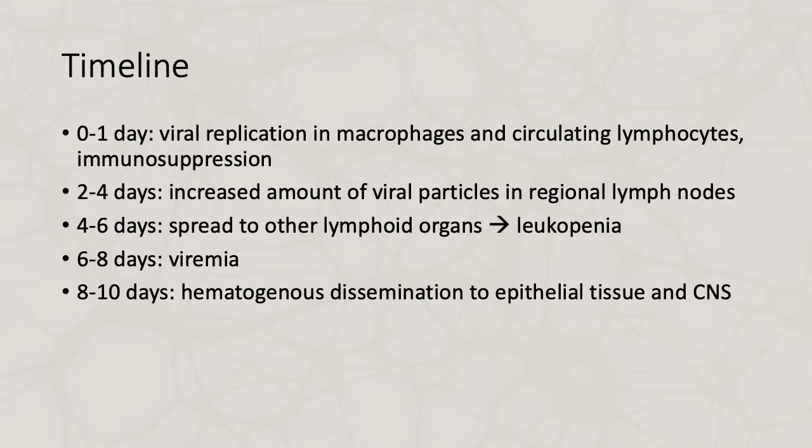Primary viral replication in the lymphoid tissue leads to lasting and severe immunosuppression. About 2 to 4 days after infection, there is an increased amount of viral particles in tonsils, as well as retropharyngeal and bronchial lymph nodes. However, there is a small number of infected mononuclear cells in other lymphoid organs.